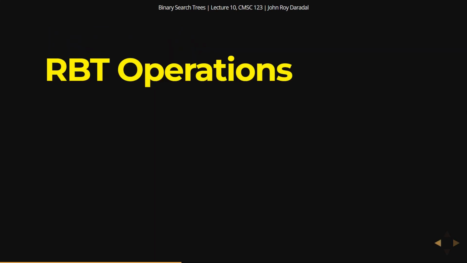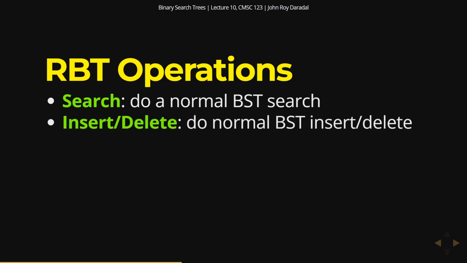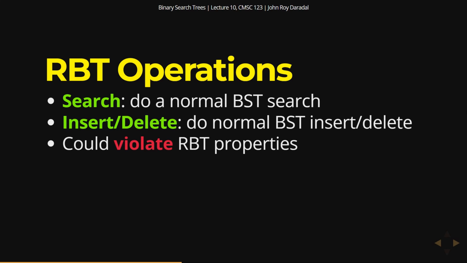Okay, so let's go to the operations for red-black trees. So for search, we'll actually just do a normal binary search tree search. Just follow the procedures of the normal BST search. But for insert and delete, we'll also start by doing the normal BST insert and delete. However, by adding a new node or deleting an existing node, this could violate the RBT properties, or the red-black tree properties. So this could destroy the tree being a valid RBT.